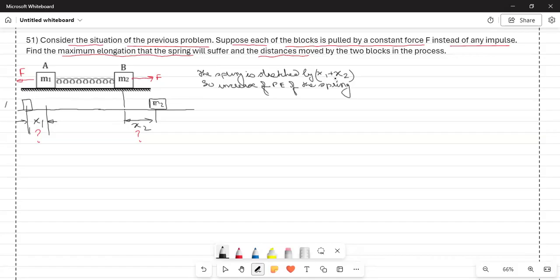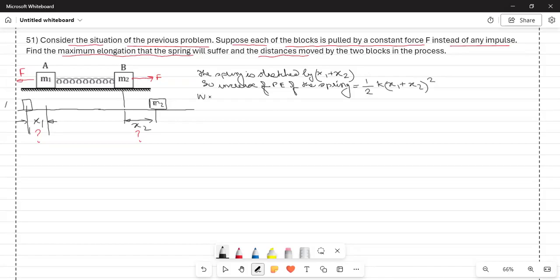Here, though I am writing the potential energy of the spring, mind it, this is the potential energy of the entire system, because as per the question there is nothing outside this system, there is no external force. But anyway, even if we write the potential energy of the spring, that is good enough. The increase of potential energy of the spring is equal to half k (x1 plus x2) whole square, right? And this increase in potential energy of the spring happens due to the work done by the force F on M2 and by the force F on M1.